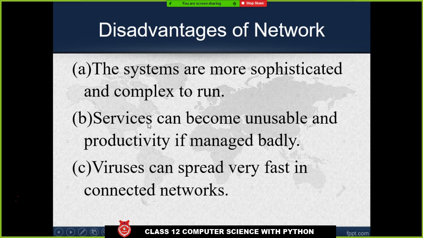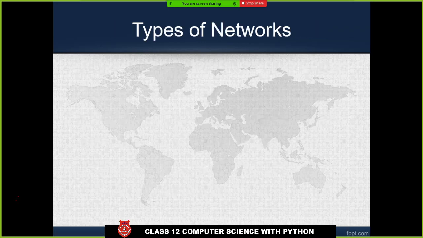And because of the network, a virus can spread very fast to all the computers which are connected to the network. Within a few minutes, a virus can infect thousands of computers which are connected to the network. Okay, these are some of the disadvantages which are mentioned in your textbook, and I hope it's clear.